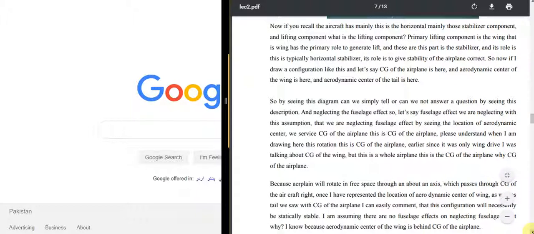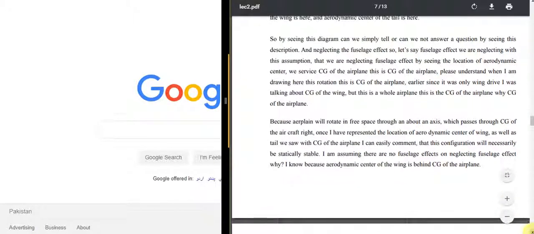Earlier, since it was only the wing alone, I was talking about the center of gravity of the wing, but this is a whole airplane. This is the center of gravity of the airplane. Why the CG of the airplane? Because an airplane will rotate in free space about an axis which passes through the CG of the aircraft, right? Once I have represented the location of the aerodynamic center of the wing as well as the tail with respect to the CG of the airplane, I can easily comment that this configuration will necessarily be statically stable, assuming there are no fuselage effects.